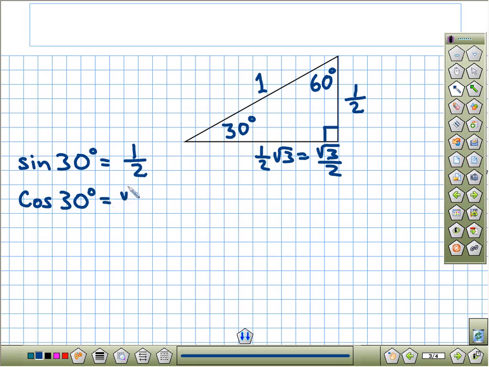Yeah, that's right. The square root of 3 over 2. Now, these values you're going to be seeing over and over again. The values that come from this special right triangle, 30-60-90, you're going to be seeing repeatedly. So, you should get accustomed to them. The sine of 30 degrees, the cosine of 30 degrees.